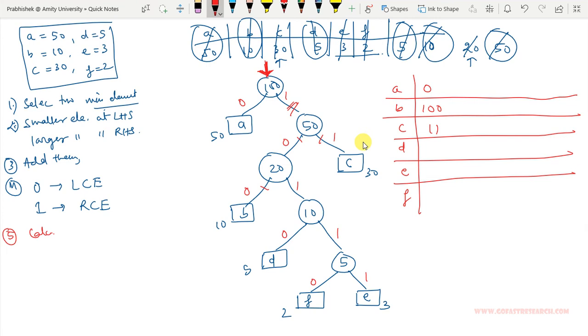We will be standing on the root and we will be checking this. Now let's check for D. This will be 1 0 1 0. Similarly, you can check for E and F: 1 0 1 1 1, and this will be 1 0 1 1 0.